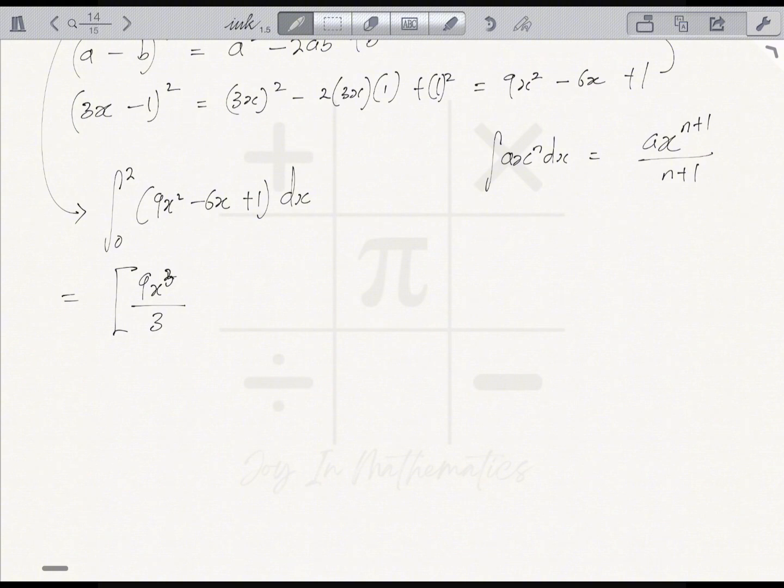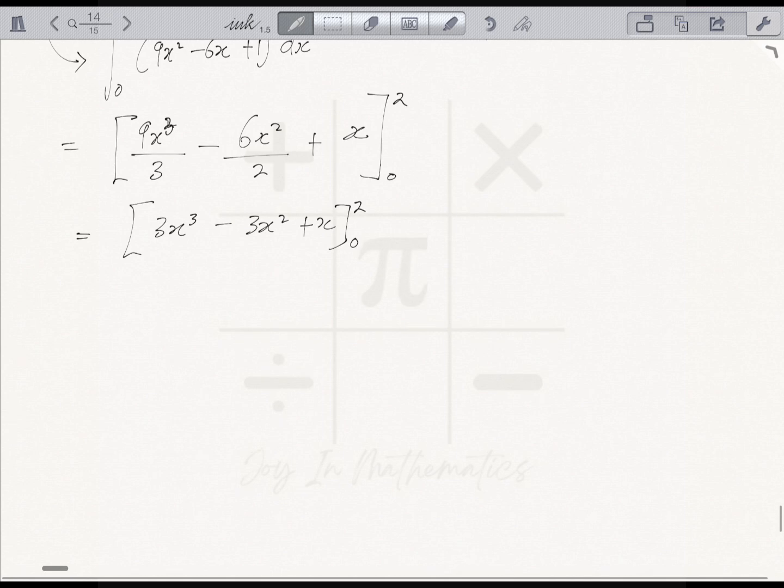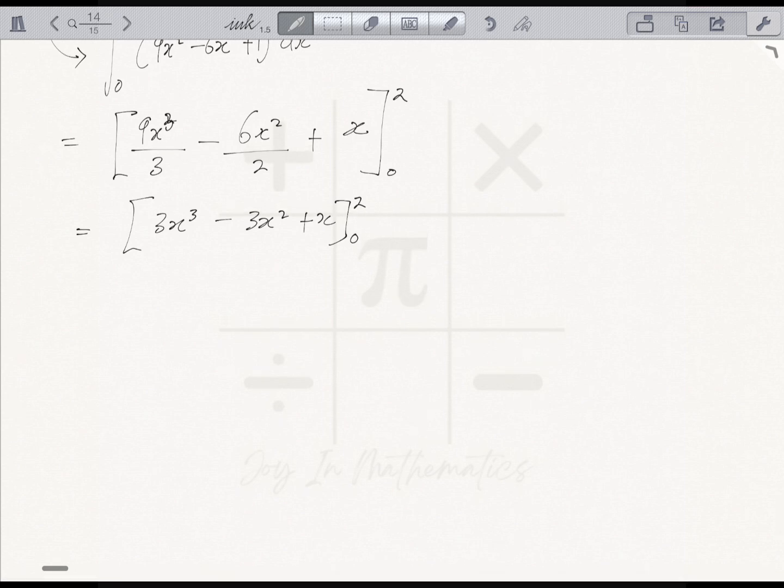Now let's continue. So we have integrated 9x squared to give us 9x raised to power 3 over 3. Then let's integrate 6x. So we have 6x squared divided by 2, and 1 gives us x, from lower limit of 0 to upper limit of 2. Now this will give us 3x cubed minus 3x squared plus x from 0 to 2. Since it's a definite integral, we apply the upper limit and then subtract the lower limit from it.